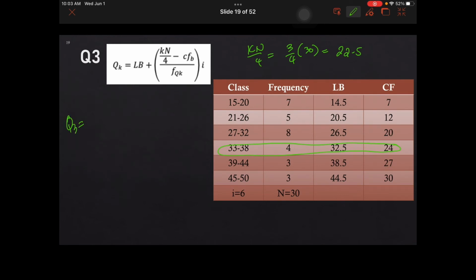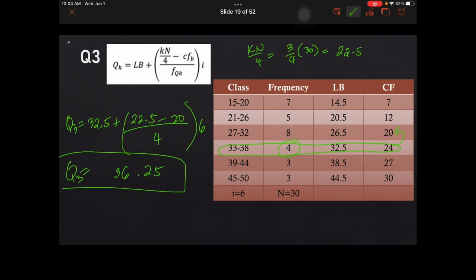Alright? So, let's now use our formula. Our third quartile score is lower boundary, 32.5, plus position, 22.5, minus cumulative frequency before, that is before, hindi po below ha. So, yung mas maliit, 20, divided by the frequency itself, 4, times your interval of 6. Now, if we're going to calculate this, ang makukuha po nating sagot ay 32.5 plus 3.75, 36.25. So, this is now our third quartile score.